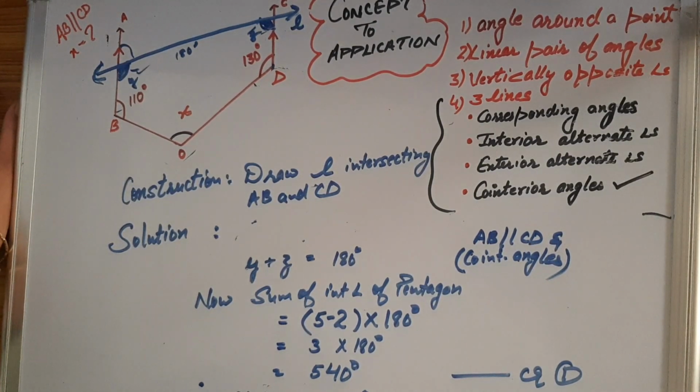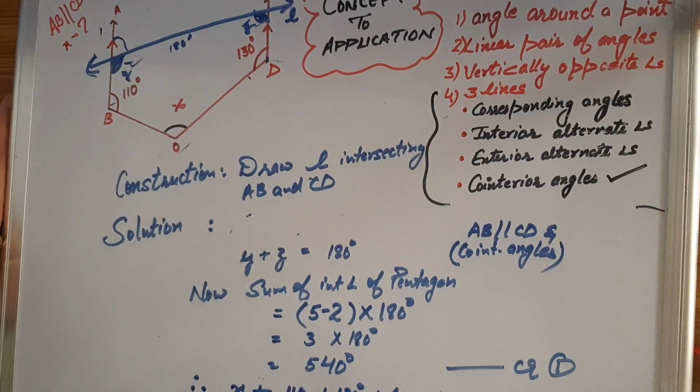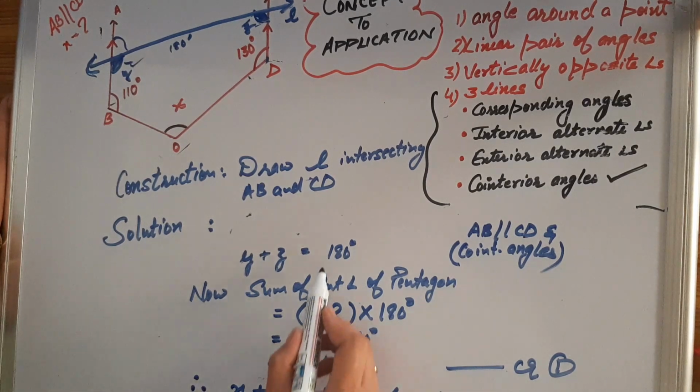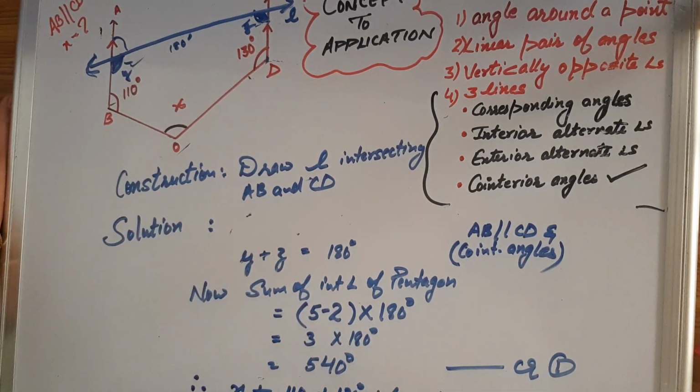you have the value of y plus z, which is your 180 degrees. So now you have an equation: x plus 110 plus 130 plus 180 equals 540. You have an equation with one variable and you know how to solve it. It means you got your solution, no?